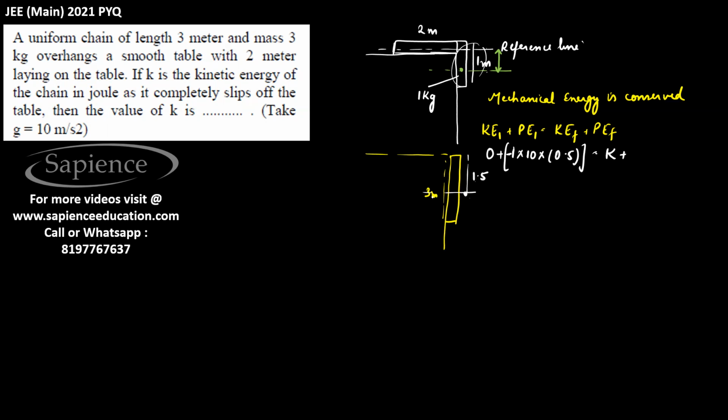So the complete mass came here, so we can say 3 kg, 3 m. It's also below the reference line, so it should be negative mgh, and the h will be 1.5. So the kinetic energy will be equal to minus 5 plus 45. The result will be 40 joule. So the answer will be given as 40.